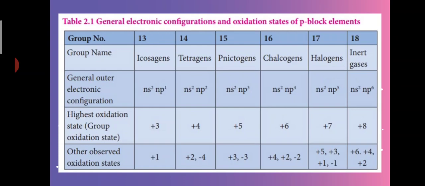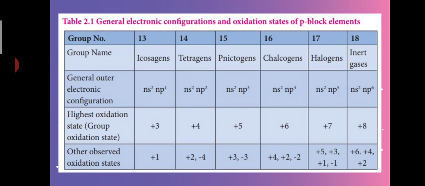Now the 15th group is our nitrogen family. The atomic number of nitrogen is 7. When you write the electronic configuration, it is 1s2, 2s2, 2p3. Therefore, the outer electronic configuration will be ns2, np3. If you take the outer electronic configuration for all the groups, first this ns2 is the same. Yes or no? The second part, np, varies as 1, 2, 3, 4, 5, 6.